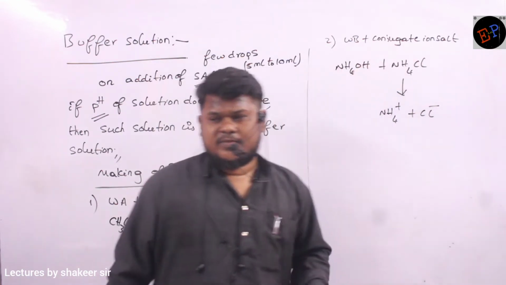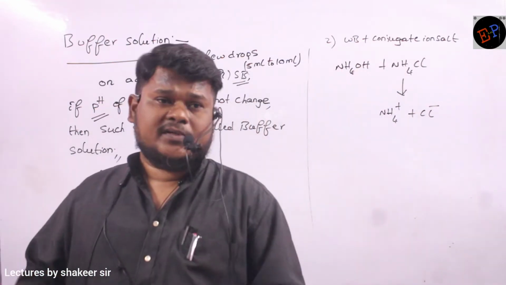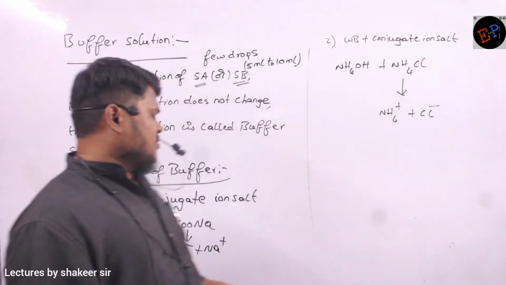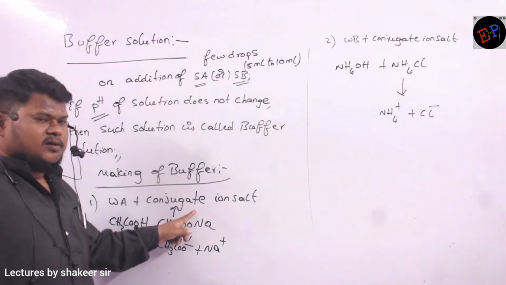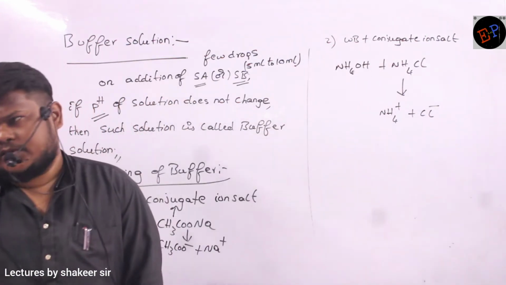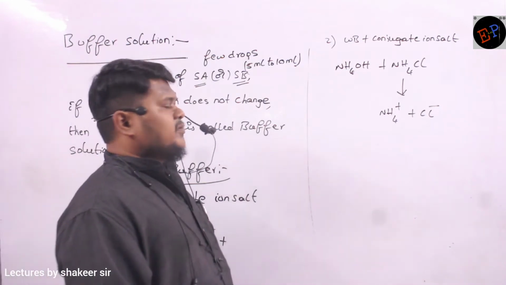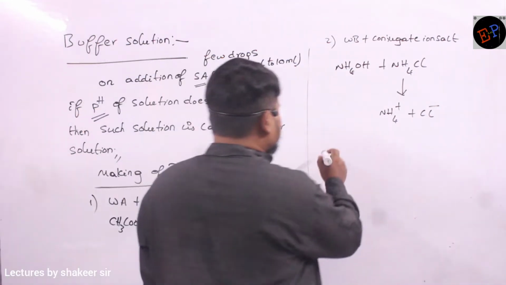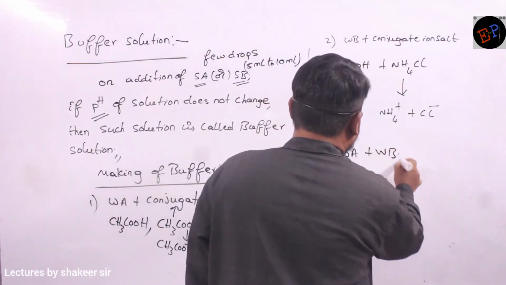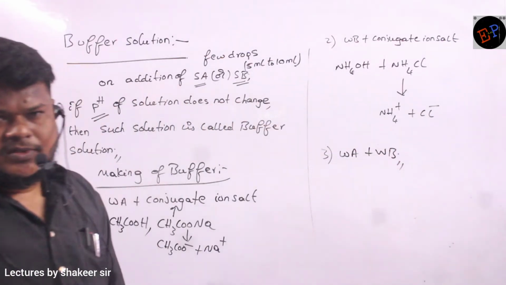The salt which is made up of the conjugate ion of the weak base which we have taken. Are you able to understand? So a strong acid and its conjugate ion salt, or a weak base and its conjugate ion salt, will make a buffer solution. And one more condition is that a weak acid plus a weak base also will make a buffer solution.